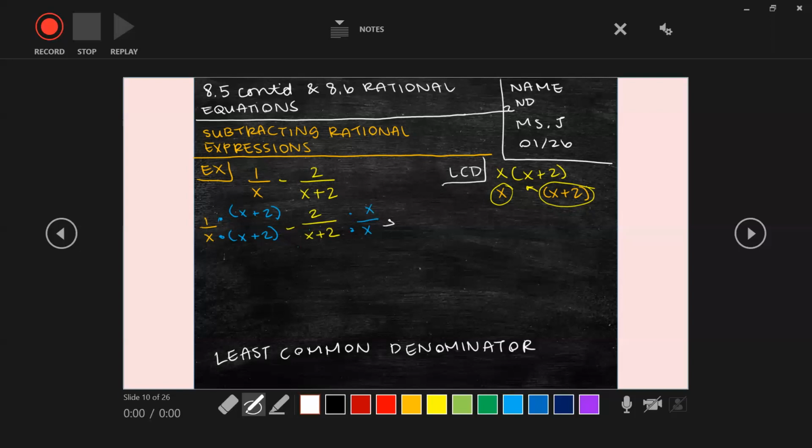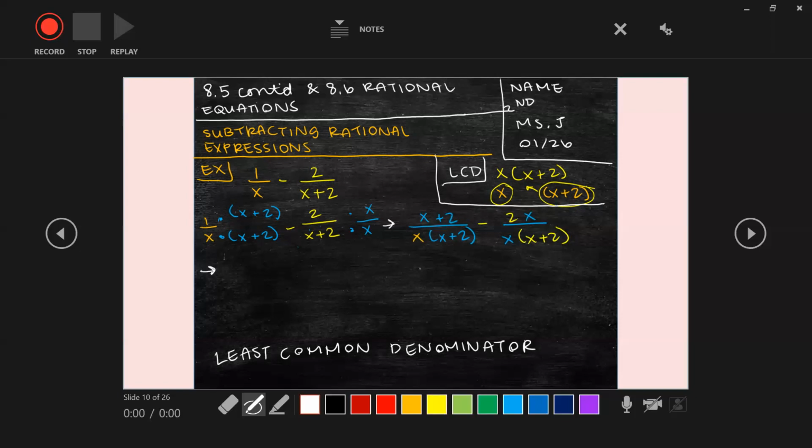So that whenever I simplify, put this guy in a little box, I'm going to have x plus 2 in this numerator. I'm going to have x times x plus 2. And now I'm subtracting 2 times an x and x times an x plus 2. Do we see how we have a common denominator now? Now we can combine those things.